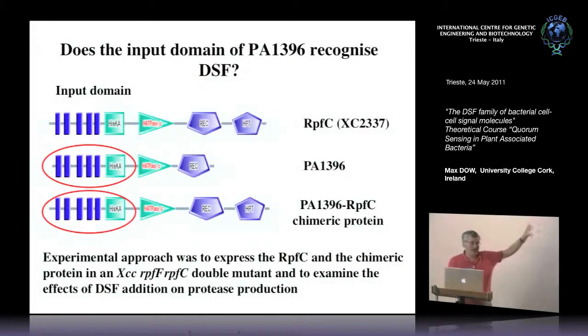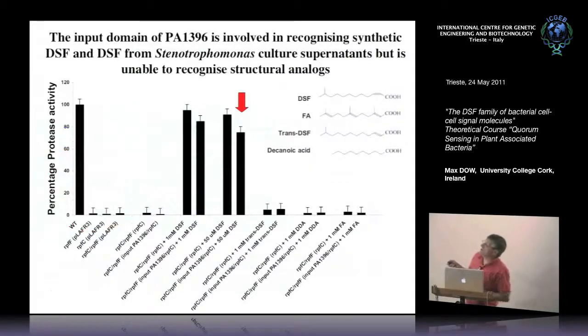So this is not going to be able to make DSF, so we're going to add DSF exogenously. And we're going to see whether this chimeric protein can sense the signal that we add to activate the synthesis of the components like endoglucanase and protease that we know are regulated normally by DSF in Xanthomonas campestris. And we were able to show this was the case, and we used this system to look at the effects of DSF and then farnesoic acid, which is a molecule produced by Candida, which has unsaturated bonds in it. We also used the trans version of DSF. You notice the orientation of this carboxyl group with respect to this bond here. This is a trans structure rather than the cis structure. And we used decanoic acid.